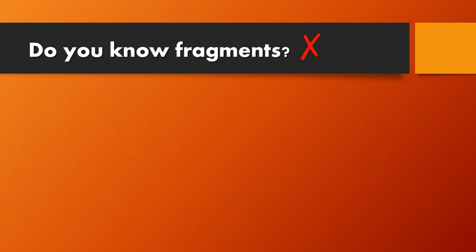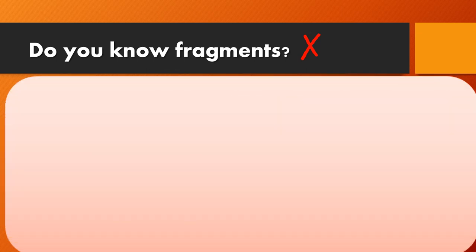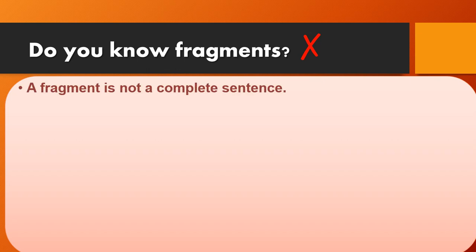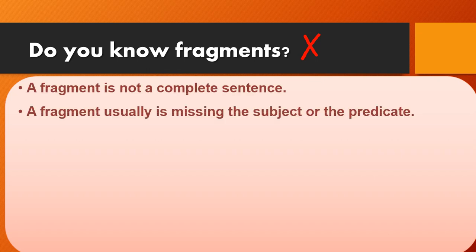What about the thing that's not a sentence? We said we have something called a fragment. What is a fragment? The word fragment means a piece of something bigger, a part of a whole thing. It's the same way with a sentence fragment. It is not a complete sentence. It is usually missing a subject or the predicate.